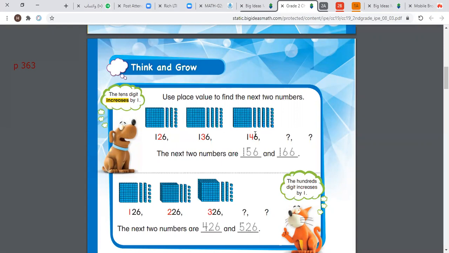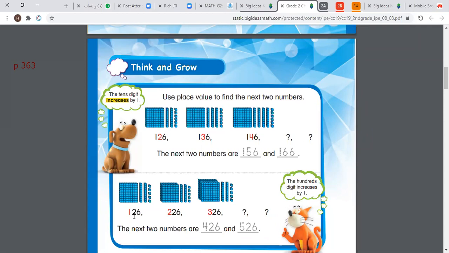No difference. What are the next two numbers, grade two? Here we have 146. We increased 10. Pay attention. Here, this 4 will be 5. What about hundreds? 1 like this. What about ones? It's 6 like this. So the next number is 156. What's the next one? Increase 1 in tens place. Here 2 tens, 3 tens, 4 tens. After that 5 tens. After that 6 tens.